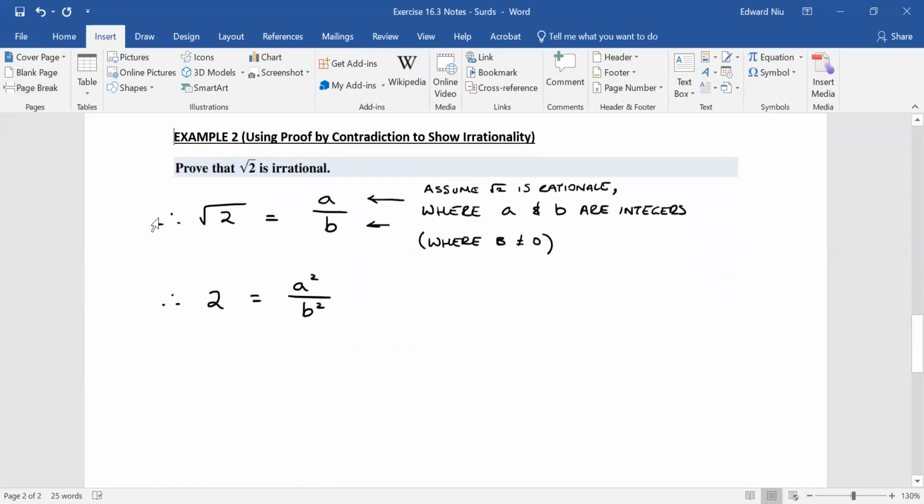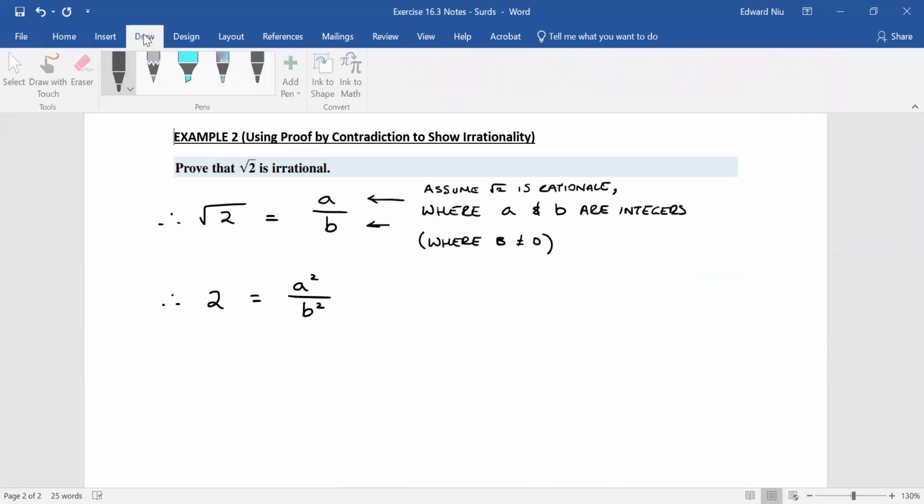From here, we have to figure out either the A or the B value. So what we do is we can divide or multiply both sides by B squared, and we get 2B squared is equal to A squared. So all of a sudden we've got this issue. If root 2 was rational, we figured out A and B have to be integers essentially, okay, whole numbers.